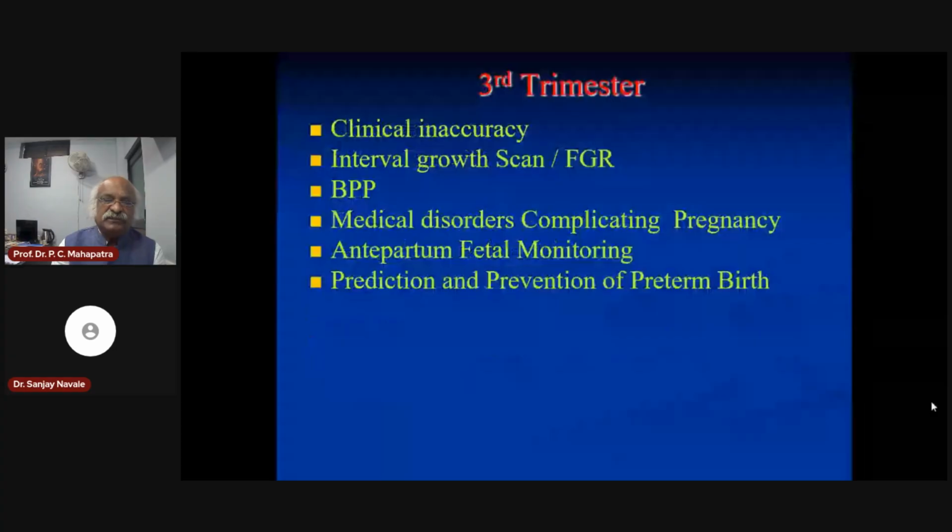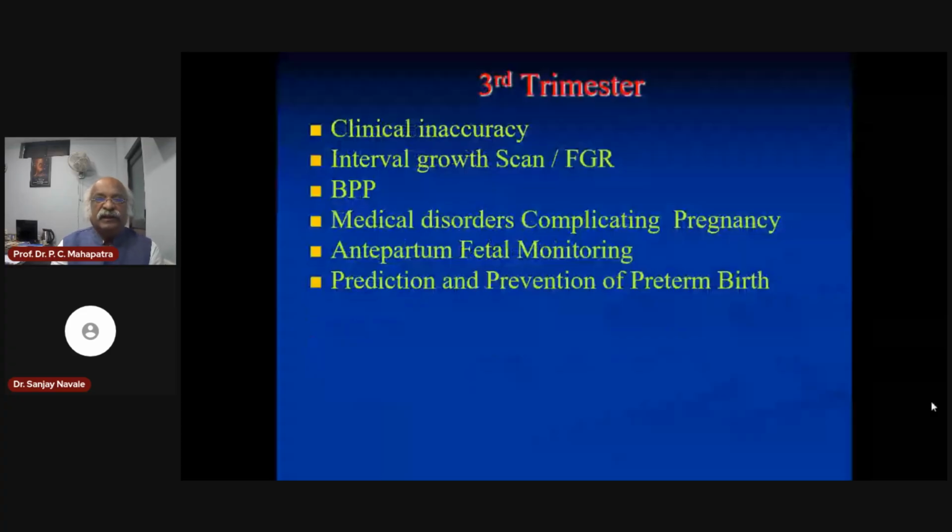And then in the third trimester, the medical disorders complicating pregnancy. There are various medical disorders complicating pregnancy which need attention: hypertension, preeclampsia, liver disease or jaundice during pregnancy, pruritus during pregnancy, asthma, cardiac diseases, all these autoimmune diseases. These medical disorders complicating pregnancy need immense attention.